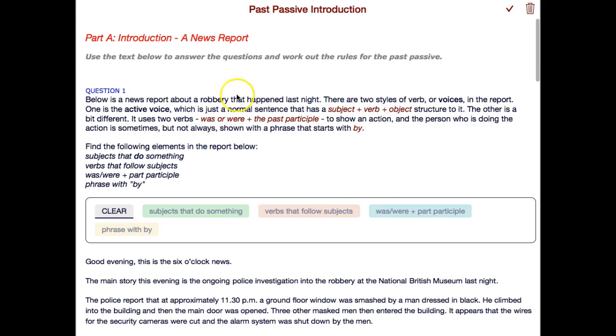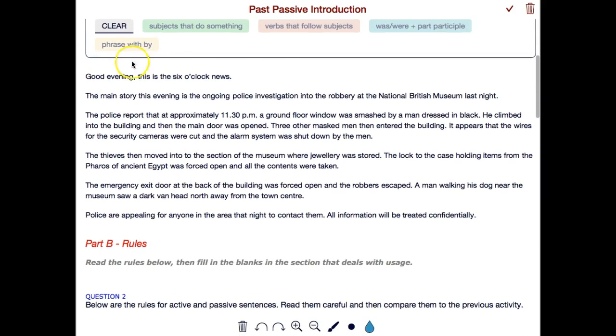Okay, you've got this up here, and that's just a reiteration, which is to say again, of what I just said. And then the activity down here has a police report, and we're asked to select subjects that do something, verbs that follow those subjects, was, were, plus the past participle, and phrases with by. A police report is an excellent example of when to use the passive because you often don't know who did the actions. If you did, you probably wouldn't need a police report. You would need an arrest report maybe. So let's go ahead and get started.